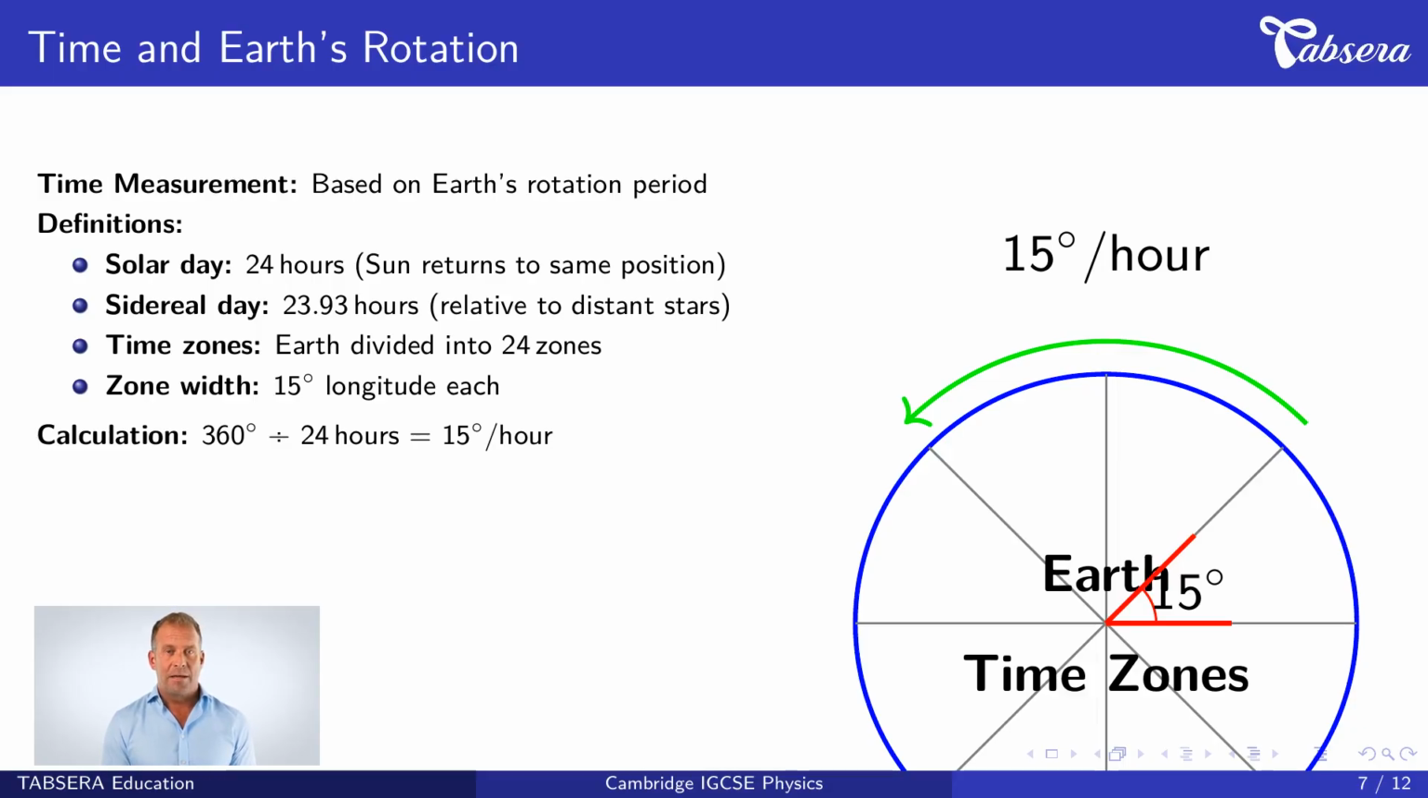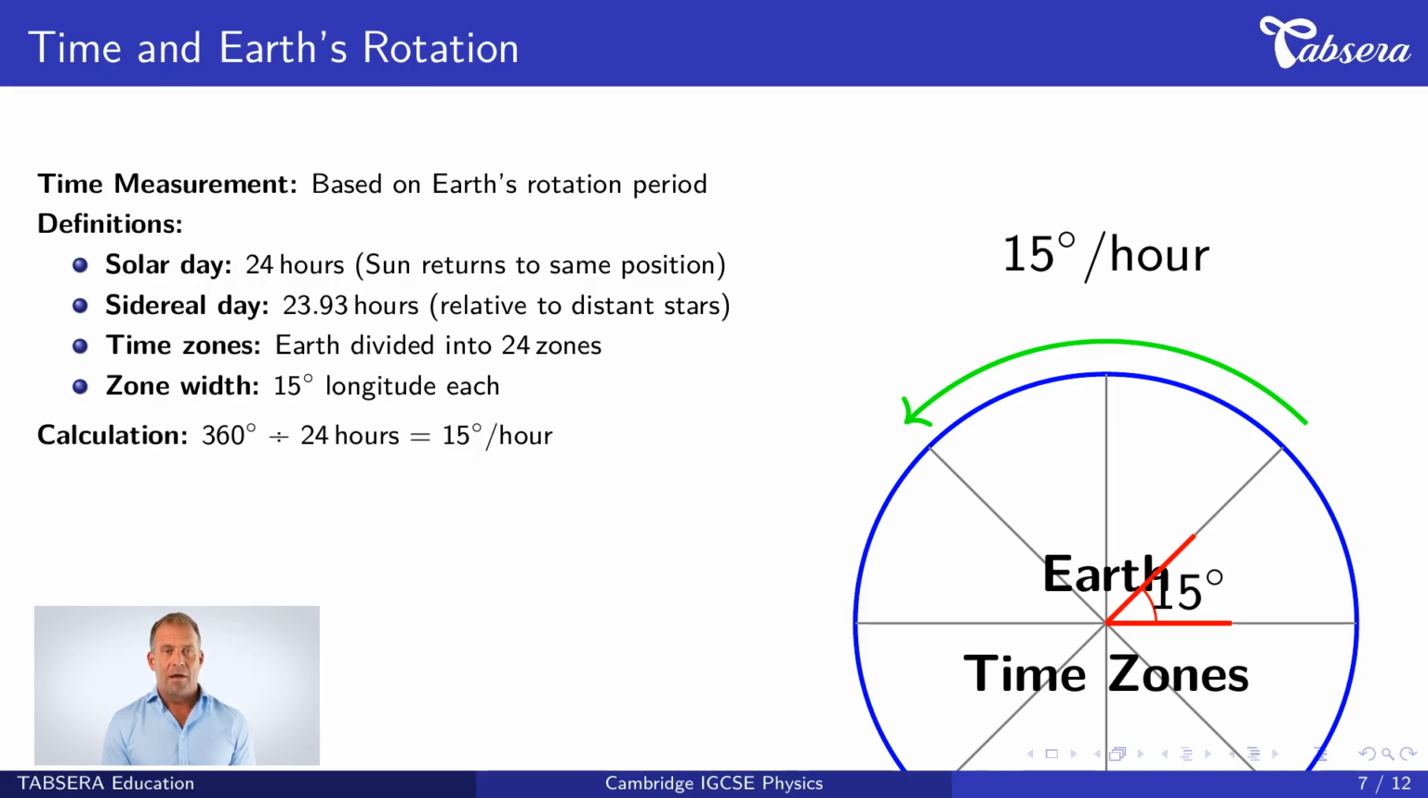Time measurement is directly based on Earth's rotation period. Understanding this connection is crucial. We define several types of days. A solar day is 24 hours, measured as the time for the Sun to return to the same position in our sky. A sidereal day is 23.93 hours, measured relative to distant stars. The difference occurs because Earth orbits the Sun while rotating.